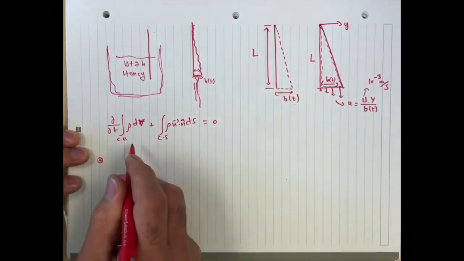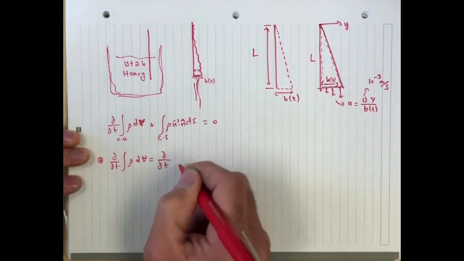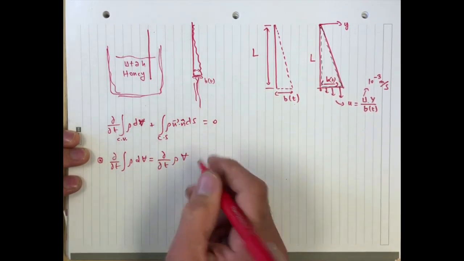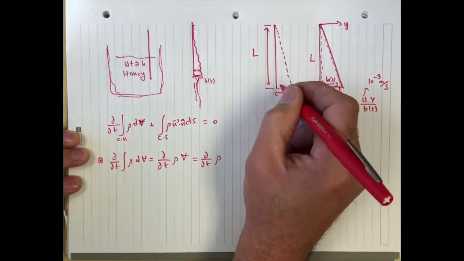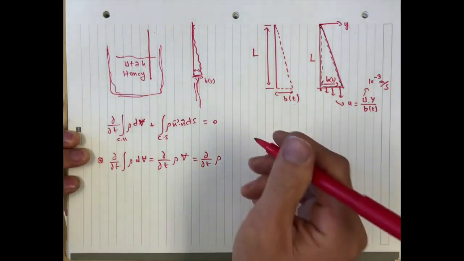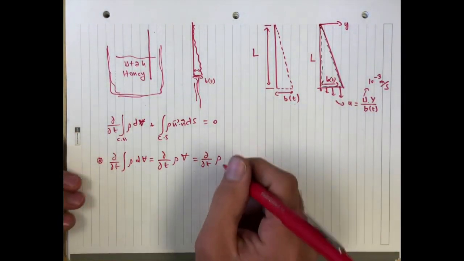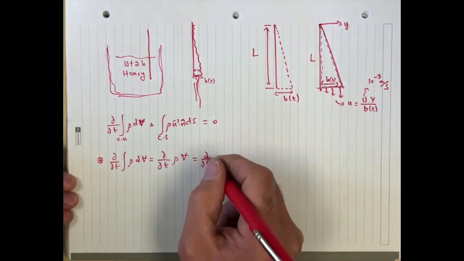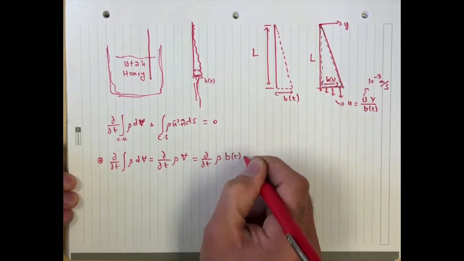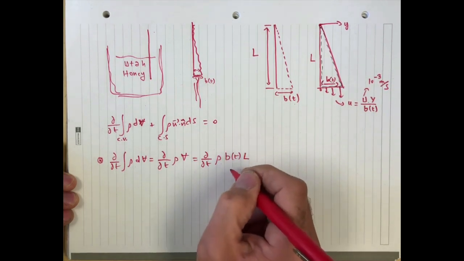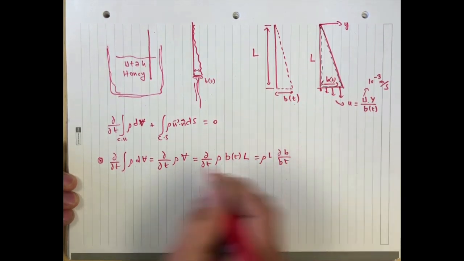Now this term, d by dt of integral of rho dv, is simply d by dt of rho times the volume, because rho is constant, and the volume is simply given by base times the height. We're going to assume unit depth for simplicity, or whatever other depth you're interested in. So d by dt of rho times b of t times L. So that's our volume. That gives us this rate of change, which would be rho L dB by dt.